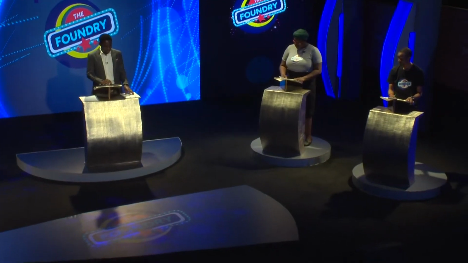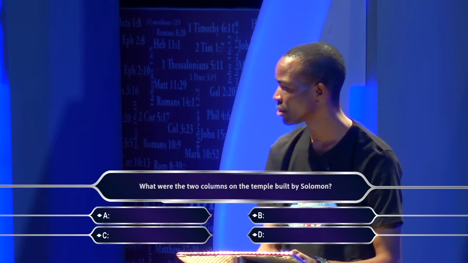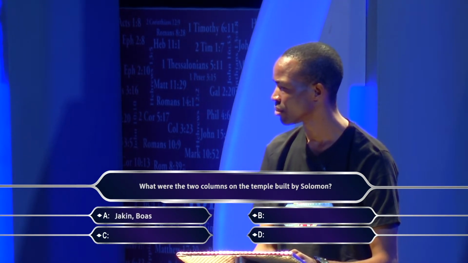Question 7. What were the 2 columns on the temple built by Solomon? A, Jachin and Boaz. B, Lachin and Toaz. C, Machin and Toaz. D, Glachin and Joaz.